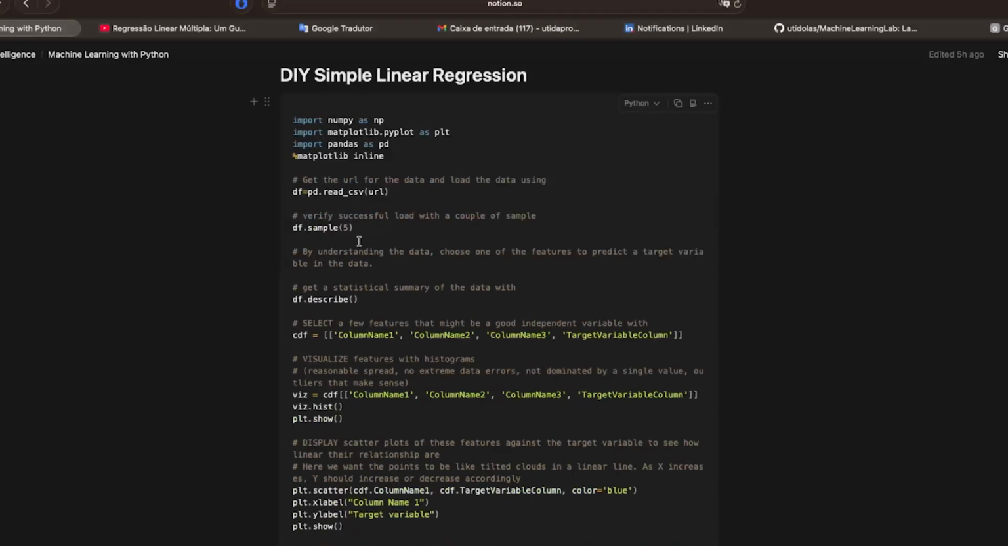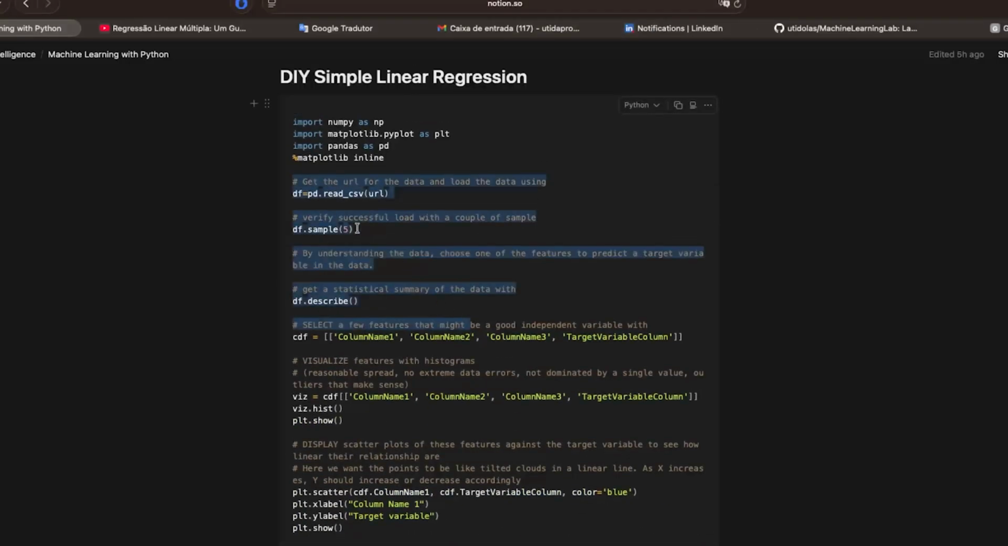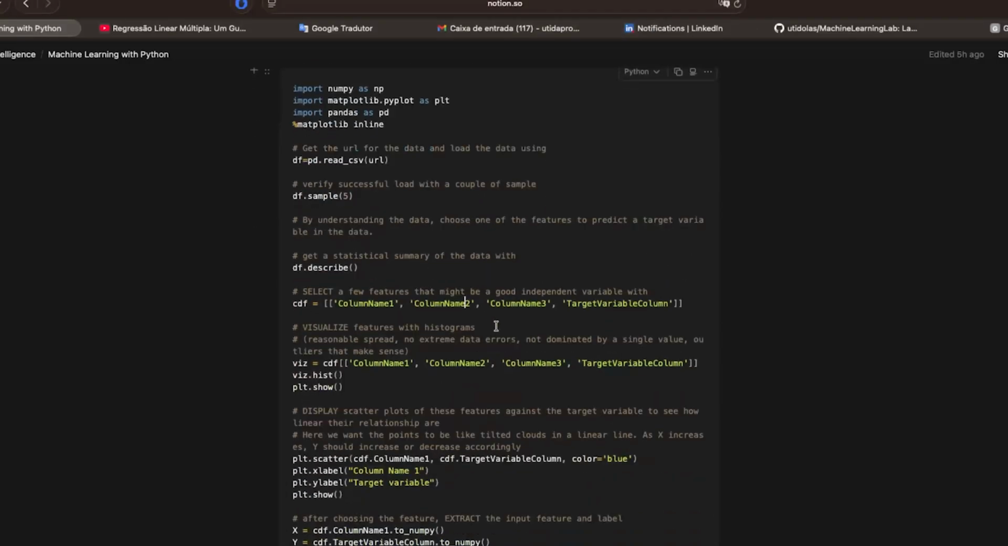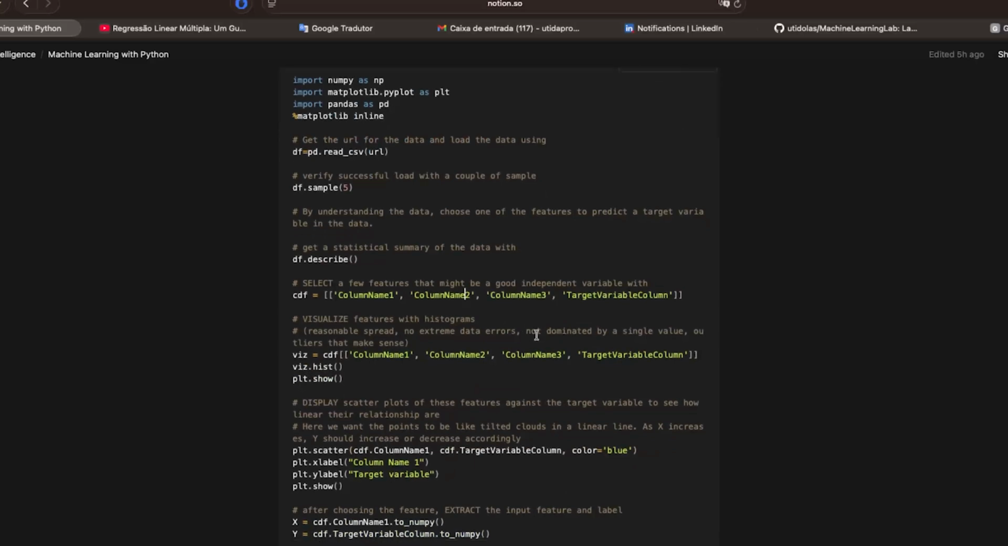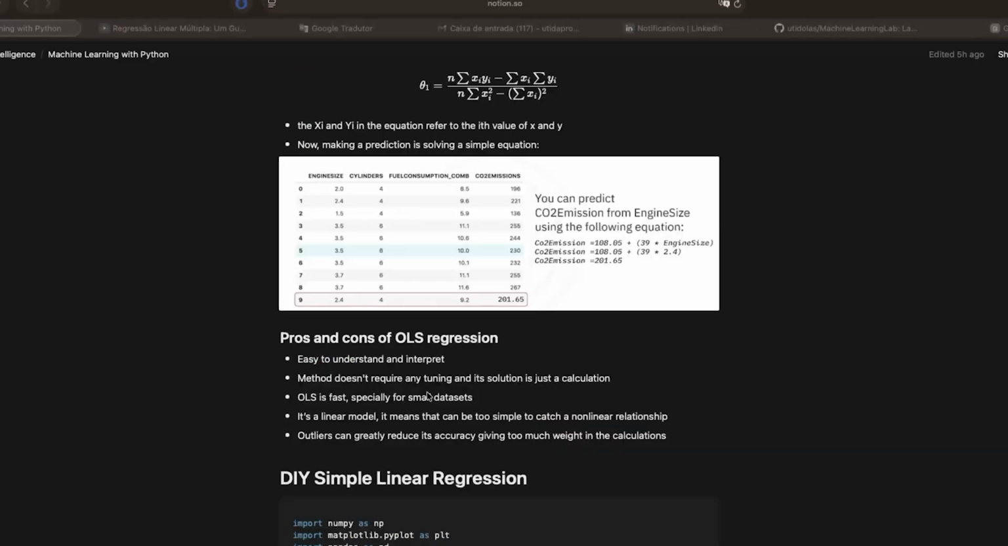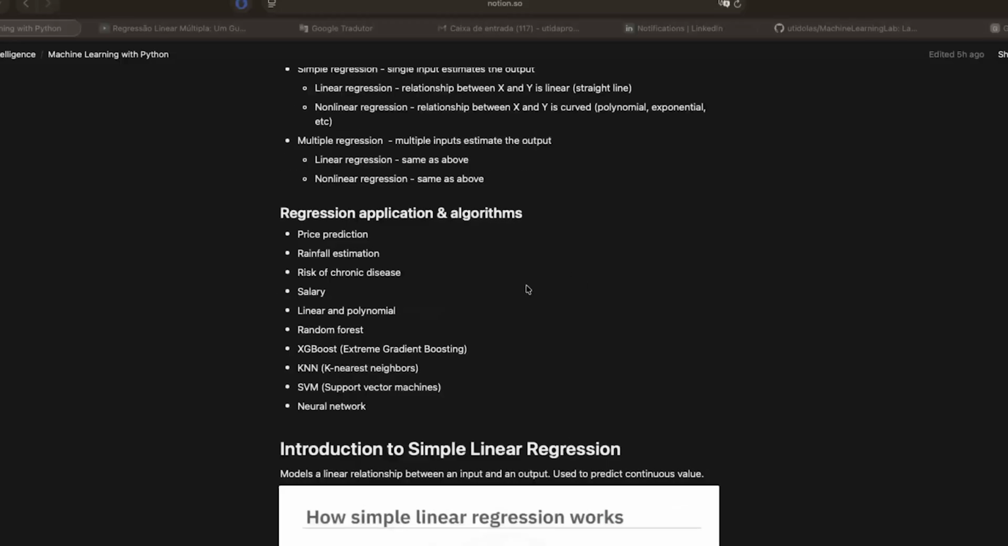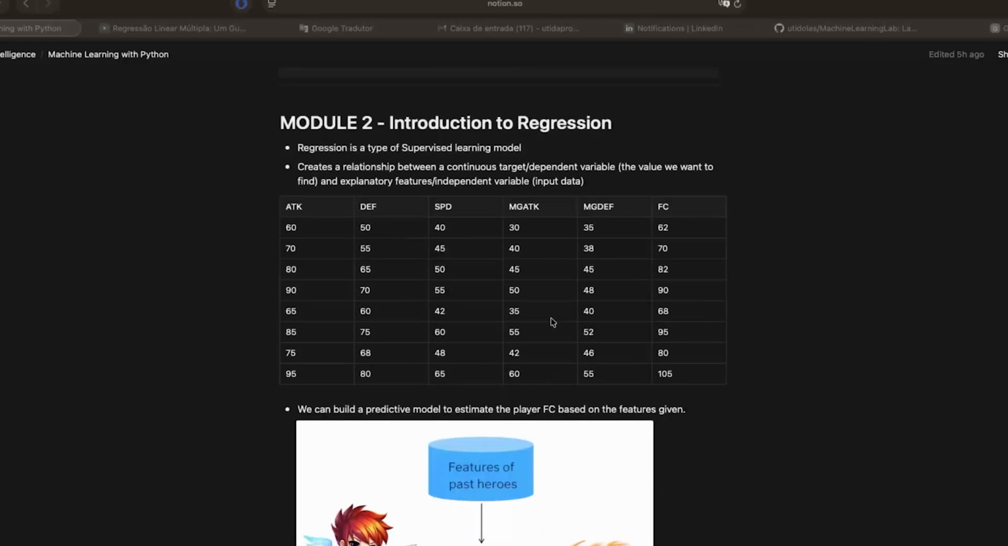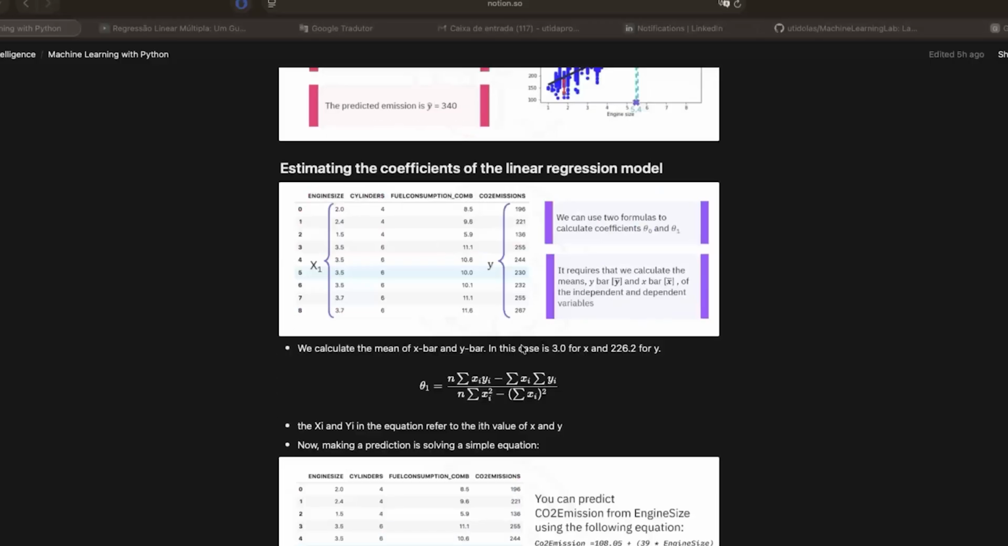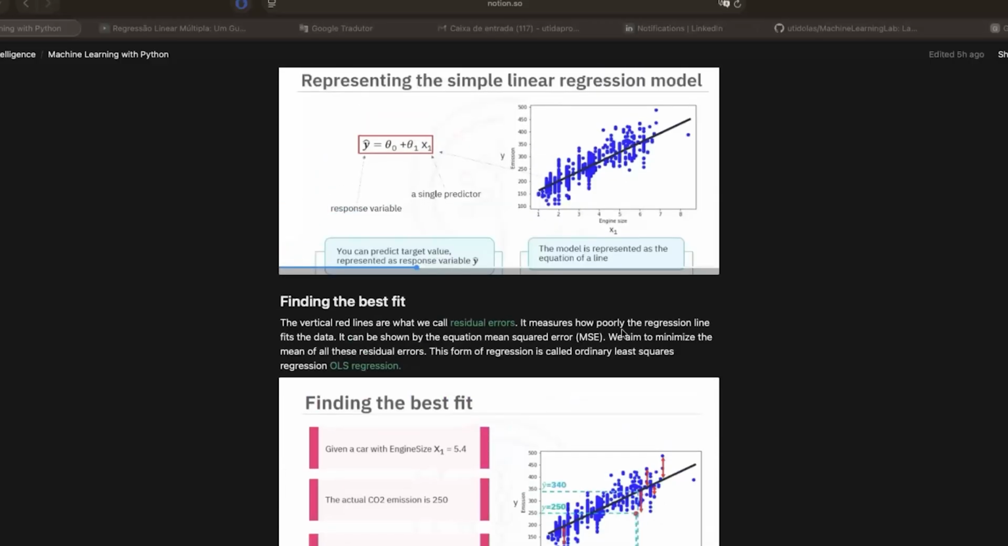I made a hands-on example here. It's basically instructions, but I run the code with a real example. I'll be posting it in the next video. So that's it. Regression is one of the foundations of machine learning. Here we learned inputs, outputs, linear relationships, errors, and best fit.